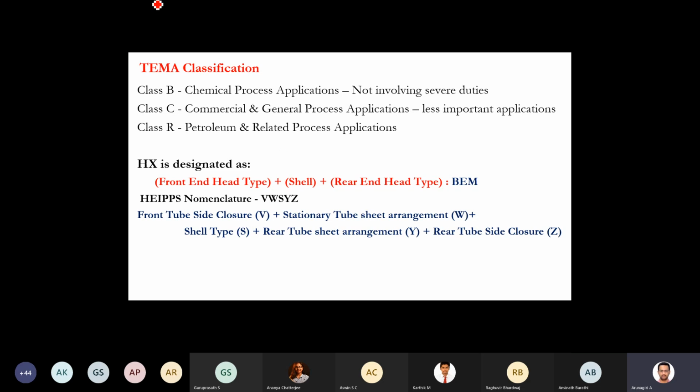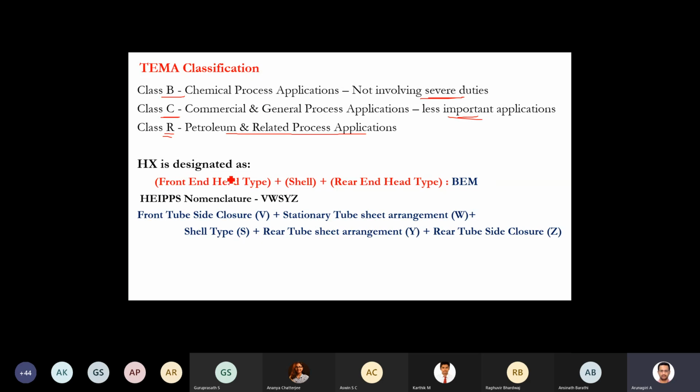Okay, these are all the classifications as per TEMA classification. So class B is not involving severe duties. Class C is normally for less important applications. Class R is petroleum and related process applications. Okay. So this is on classification.